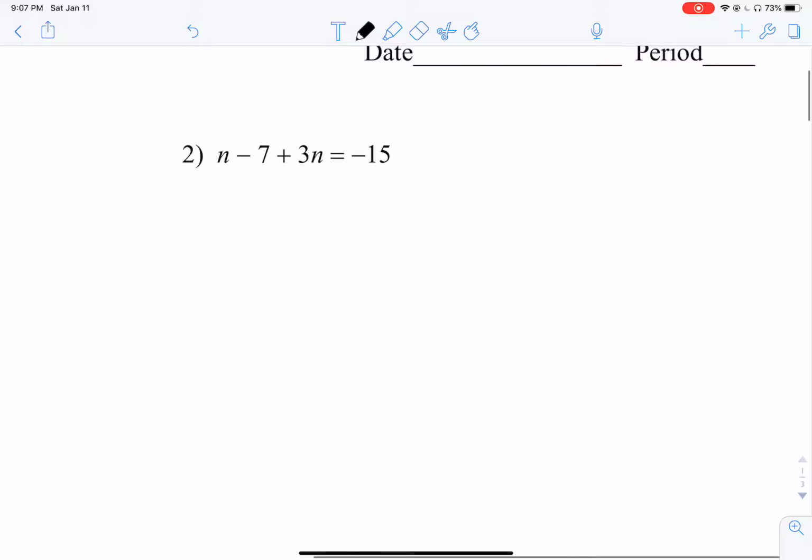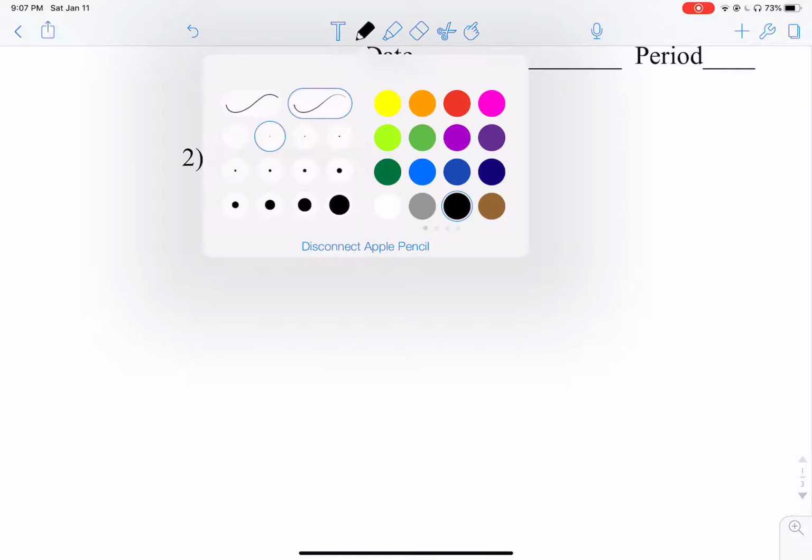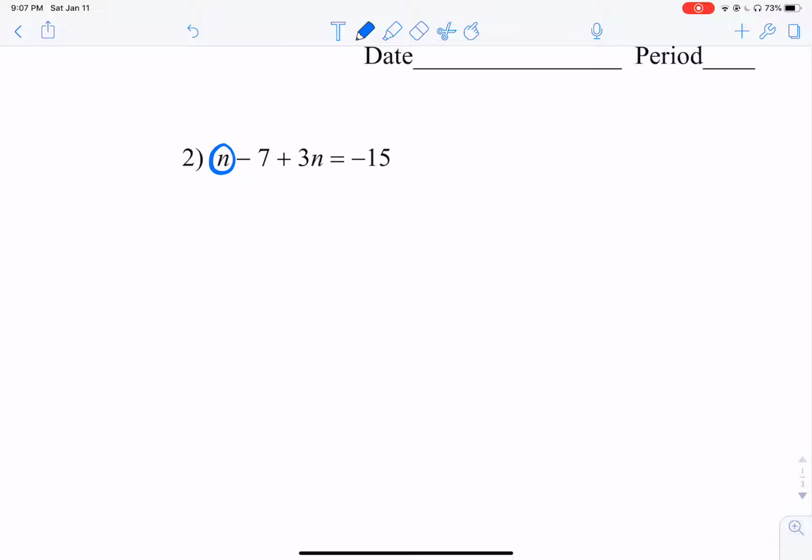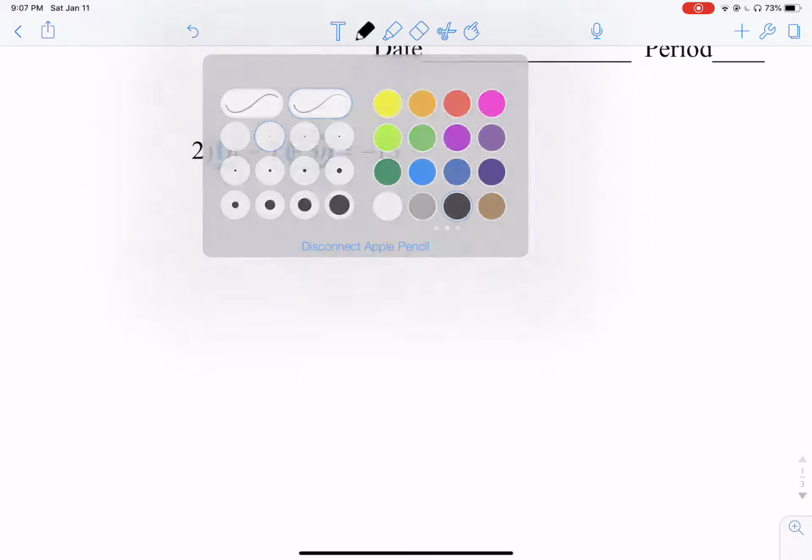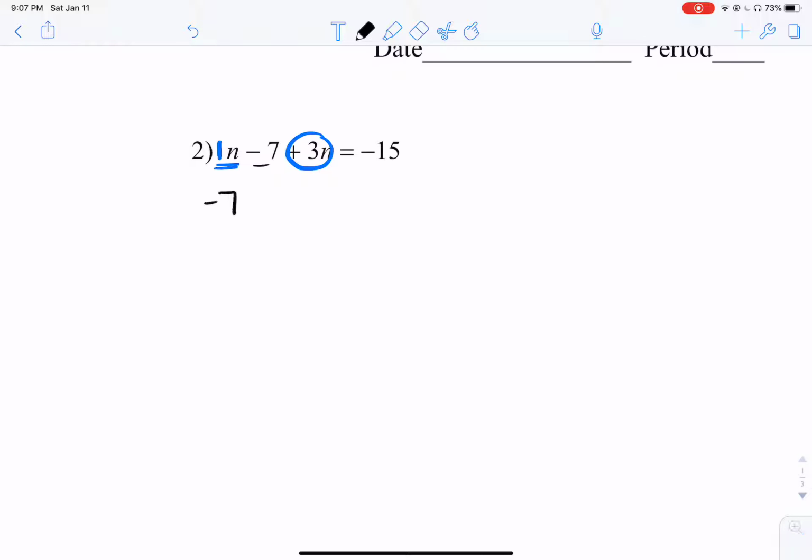Now, similar situation, number 2, we want to combine like terms to simplify. So here we are going to combine these two terms. For this example here, the coefficient in front of the n is 1. So adding 1 with 3 again is going to be 4. So we have now a negative 7. You know what? Let me write the term with the n first. So we're going to write 4n this time, bring down the minus 7 and equal it to negative 15.